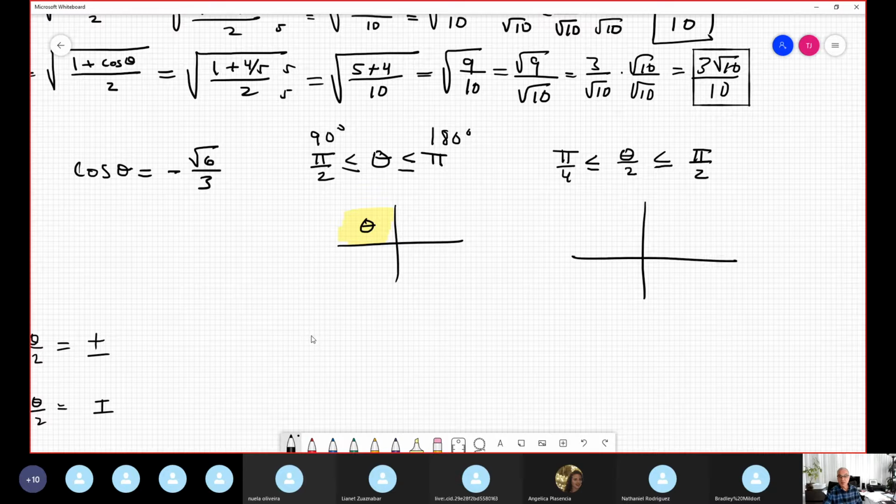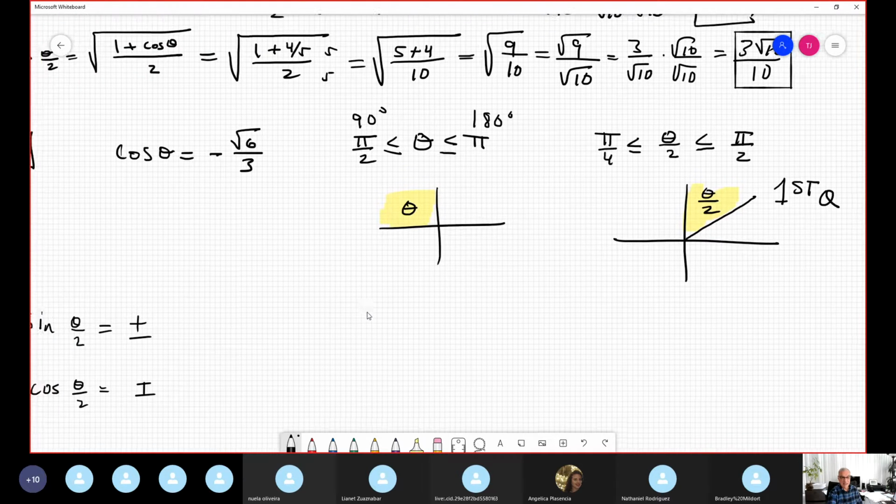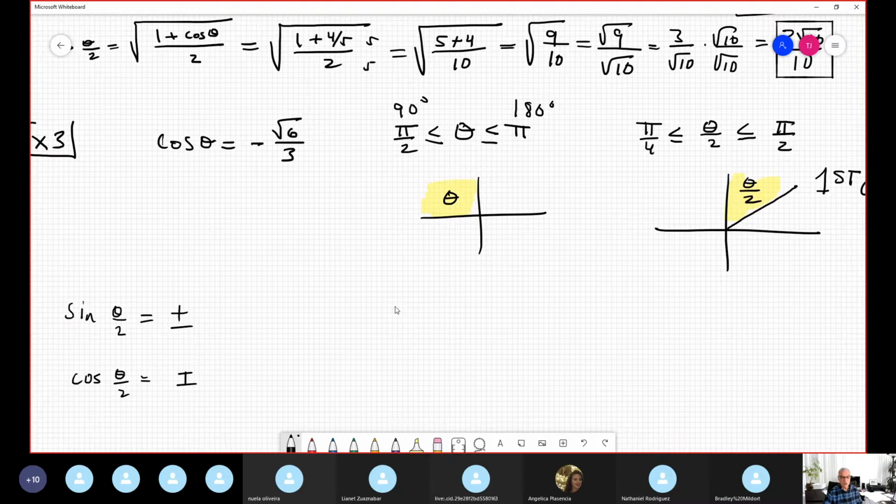And now let me try to make a sketch for theta over 2. It's pi over 4. Get here. This is pi over 4 and pi over 2. I suppose that theta over 2, the half angle, lies here. Yes or no? Yes. And this lies in the first quadrant. Therefore, any trigonometric function is positive. So now, immediately, you don't need to write the double sign. No. Only positive, because I discovered theta over 2.